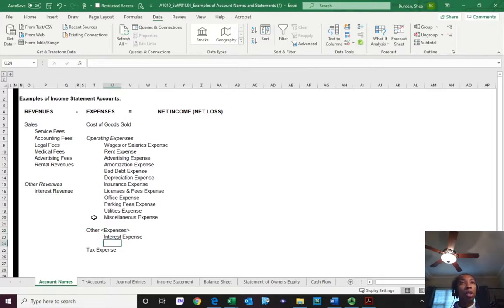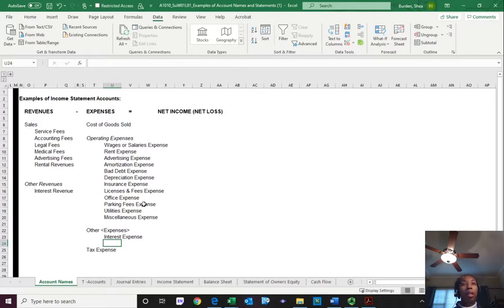So I would encourage you, if you're trying to figure out, you have an account name or a transaction and you can't figure out what section it goes in, until you feel comfortable, go back to this document that has account names and examples of where they go.